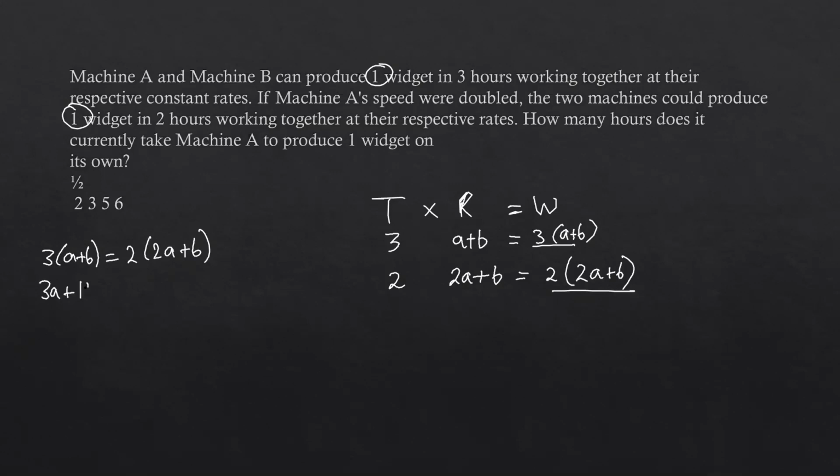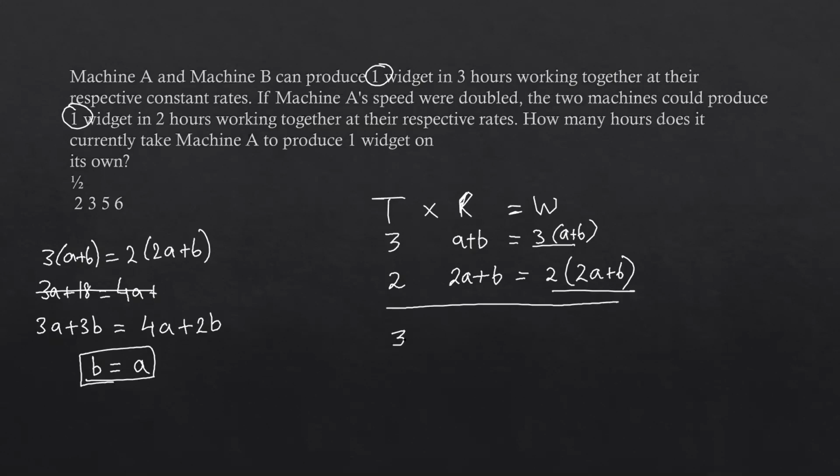Yeah. So let's solve this. So 3A plus 18 is equal to 4A plus 12. Sorry, not 18. 3A plus 3B is equal to 4A plus 2B. So that means from here I get B to be equal to A, right? Simple as that. Yeah. So if I get A to be equal to B, now just to reiterate this, it will take 3 hours working at 2A units to finish the whole job.